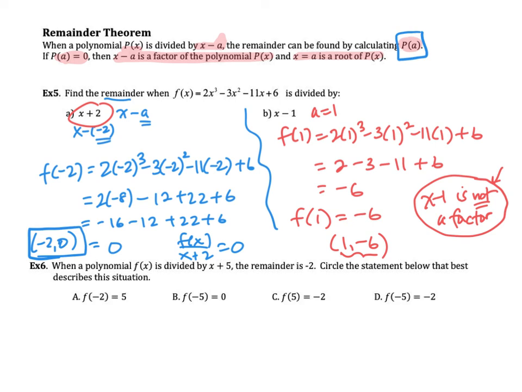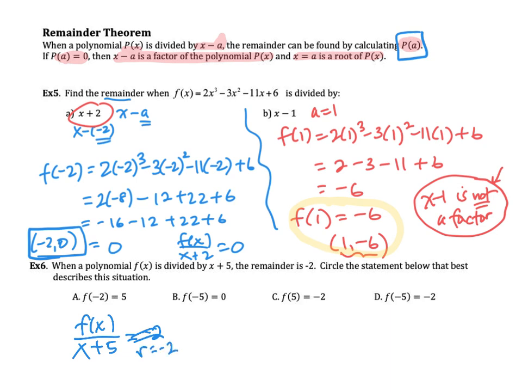All right, try this last one on your own. And then you can unpause and listen to me explain it. Okay, hopefully seeing what I just did above with this problem right here, you can figure out what example number 6 is asking you. So it says when a polynomial f of x is divided by x plus 5, the remainder is -2.